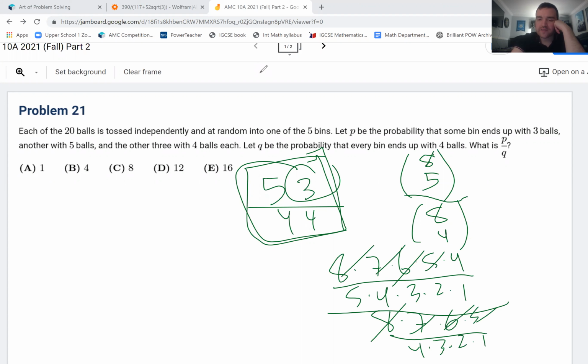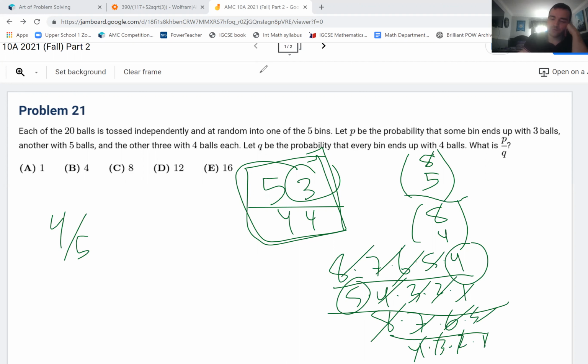And we can also cancel 4, 3, 2, 1 with 4, 3, 2, 1 because that'll get flipped and then they'll just cancel out. So really all we're left with is 4 over 5. So what that means is that it's 4/5 as likely to get the situation where the balls go 5, 3, 4, 4, 4 than all fours. Right? It's 4/5 as likely for that to occur.